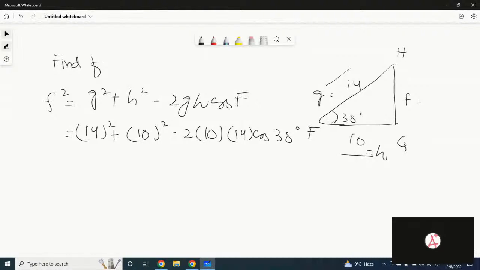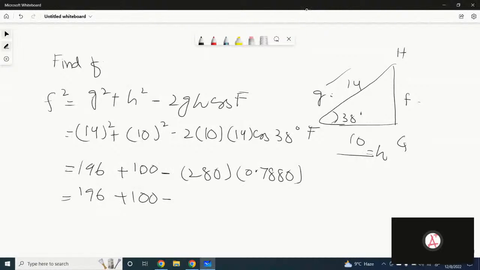Cos of 38 is 0.7880. 10 square is 100, and 14 times 10 is 140, and 140 times 2 is 280. It would be 280 times 0.7880. 14 square is 196. 280 times 0.7880 is 220.64. So it would be 196 plus 100, which is 296, minus 220.64.